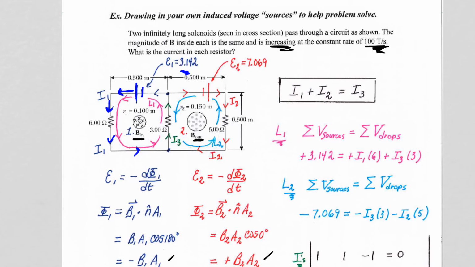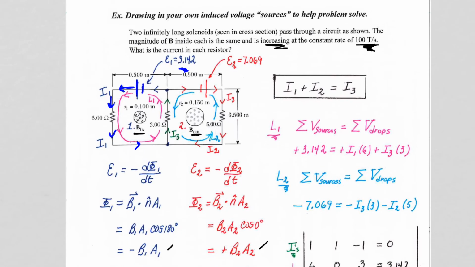And then I do the same thing for region 2, where the B field is now coming out of the paper and increasing. So the induced current is going to flow clockwise to make B induced into the paper to fight the increasing B field coming out of the paper. And I'm going to put a battery in there and use it as an assigned value battery.